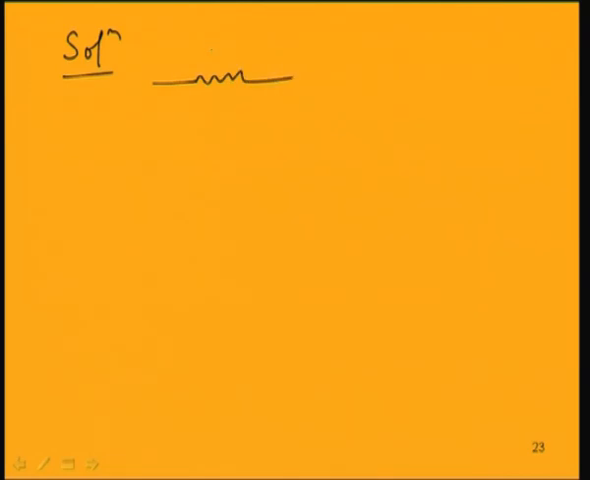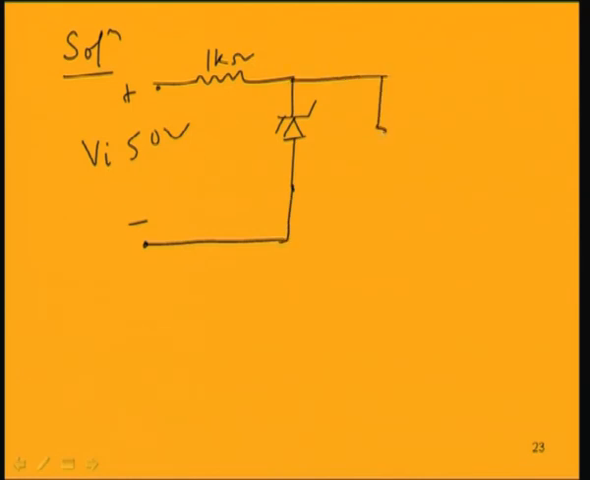This is 1 kilo ohm, and this is the Zener diode, reverse biased, because Vi is 50 volt, and this is the load resistance which is variable, RL. This is the Zener diode having the rating of Vz equal to 10 volt, and Iz max equal to 32 milliampere is given in the circuit.